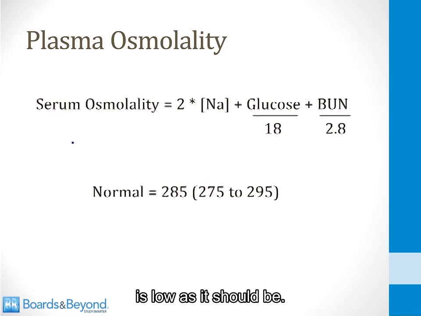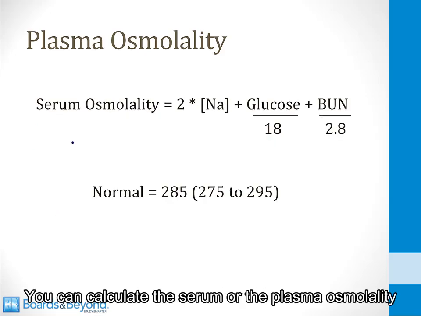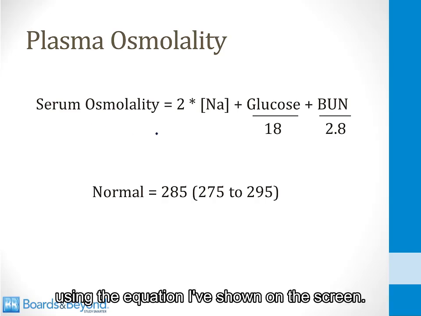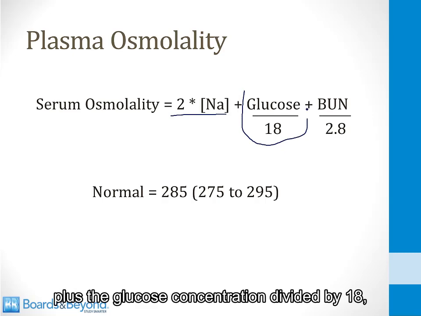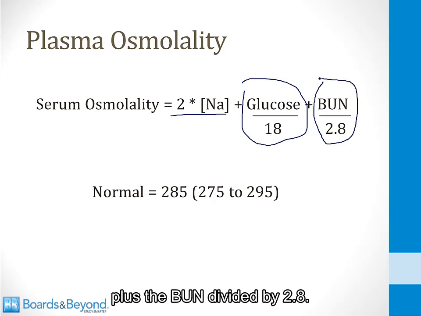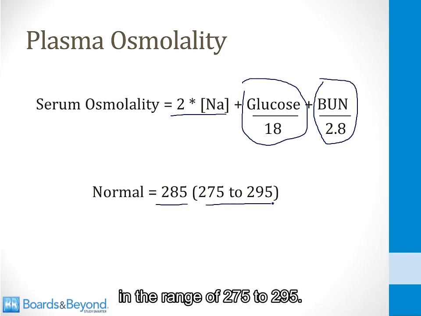as it should be. You can calculate the serum or the plasma osmolality using the equation I've shown on the screen. It's equal to 2 times the sodium concentration plus the glucose concentration divided by 18, plus the BUN divided by 2.8. And the normal value is 285 in the range of 275 to 295.